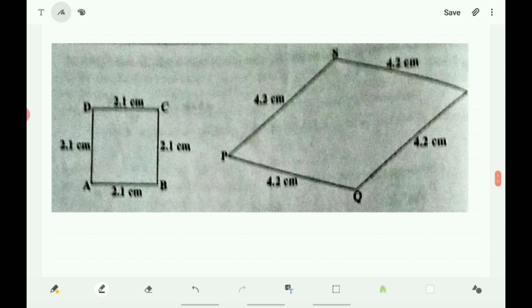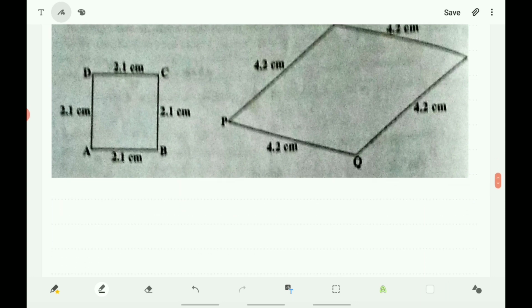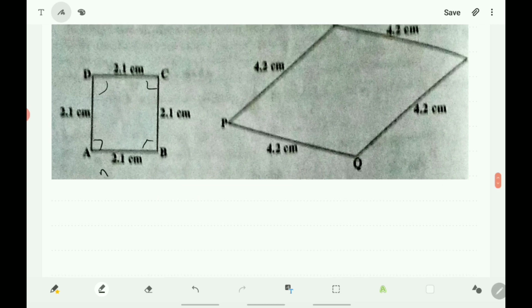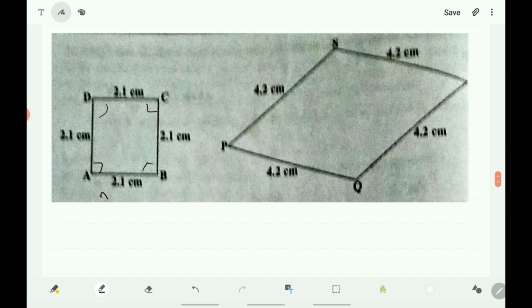Now let us see these two figures. These two are also quadrilaterals, so they have the same number of sides. Now the first condition: check the corresponding angles, whether they are equal or not. You know that ABCD is a square, meaning all angles are 90 degrees. And here this is a rhombus, and you know that in a rhombus all angles are not right angles. The first condition does not hold good here because the corresponding angles are not equal.